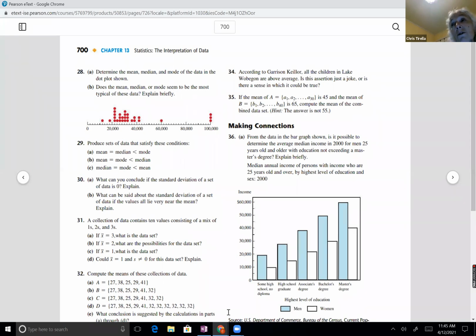So write a sentence or two explaining that idea and why. And if the values are all very, very close to the mean, doesn't that mean that the standard deviation would be a very small number? As opposed to if the values were very far from the mean, wouldn't that mean that the standard deviation would be a very large number? Does that make more sense? Yeah. Okay, thank you for asking.